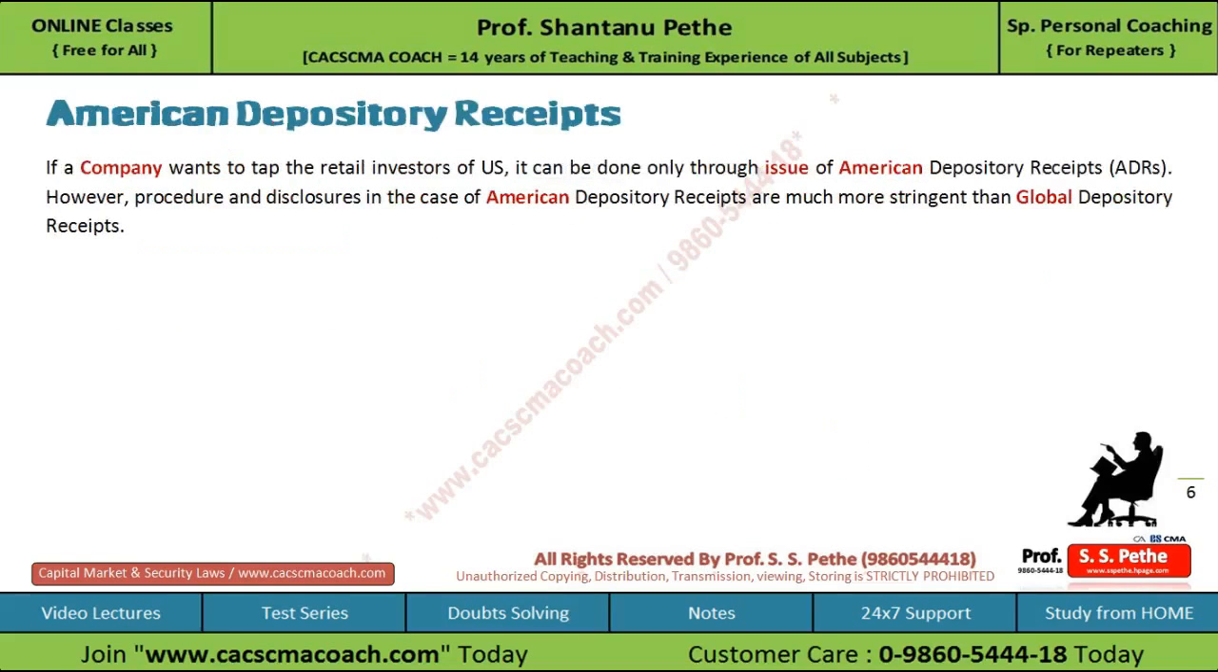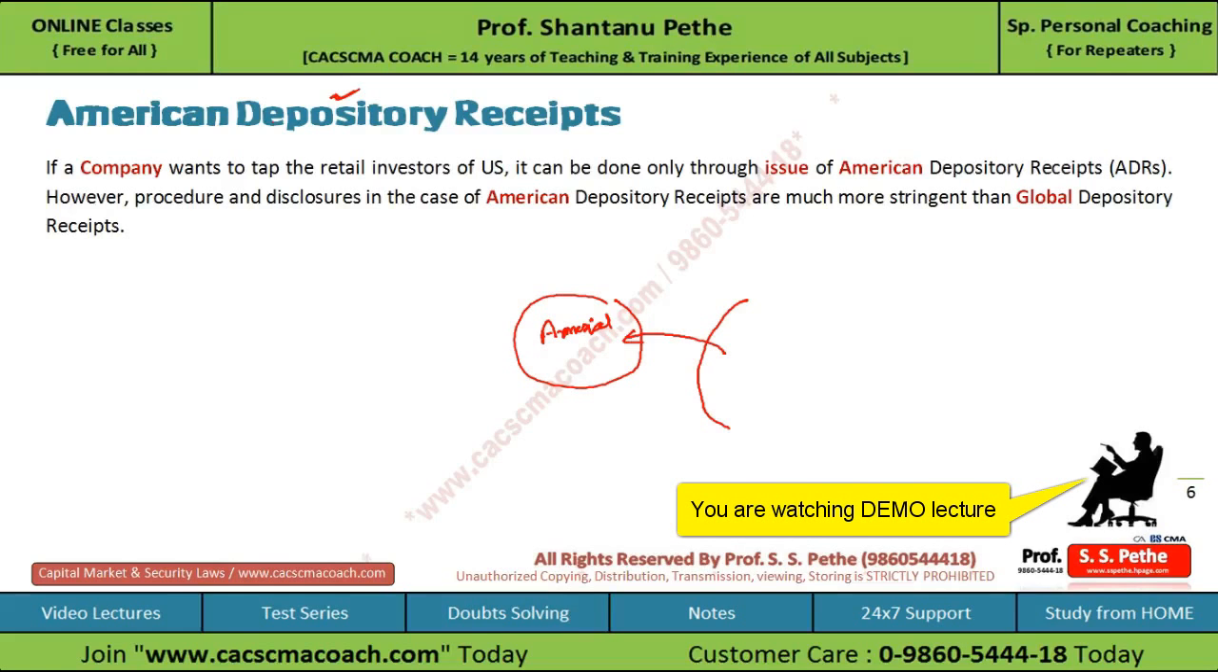Now there is another term called American Depository Receipt. The principle is almost the same. Both are depository receipts which are issued outside India. The only difference in the American Depository Receipt is that these are issued in the country called America. So if you are issuing the depository receipt in America, then it will be treated as an American Depository Receipt, and otherwise if you are issuing any depository receipt outside India other than America, it will be treated as GDR, that is Global Depository Receipt.